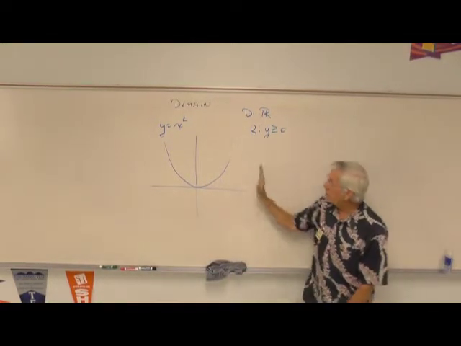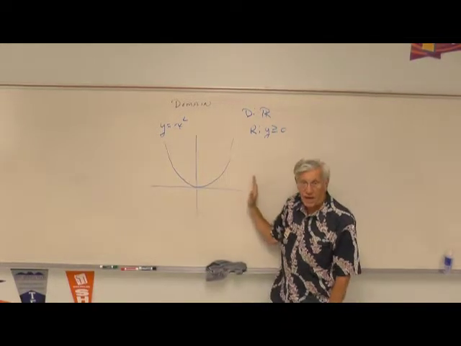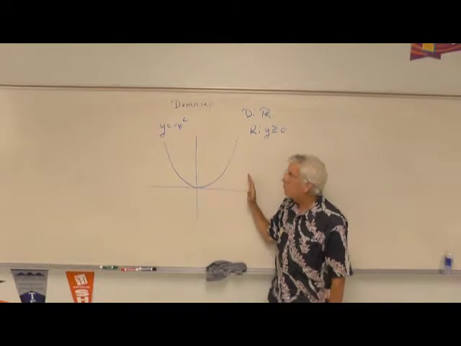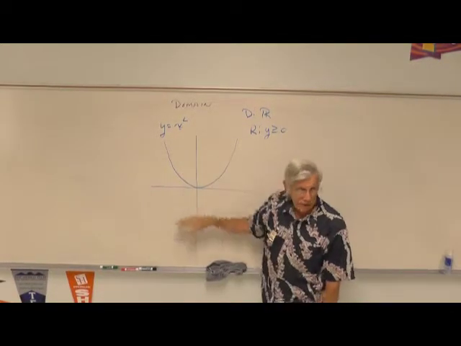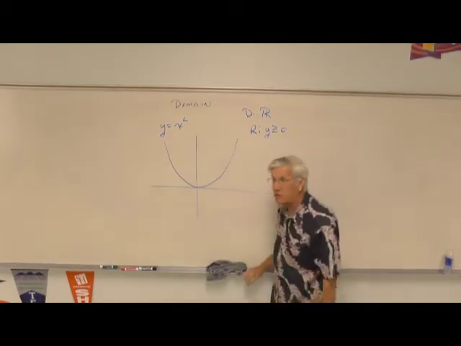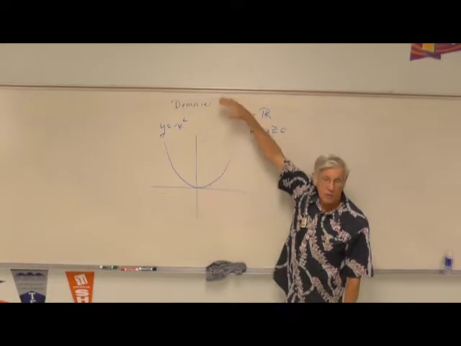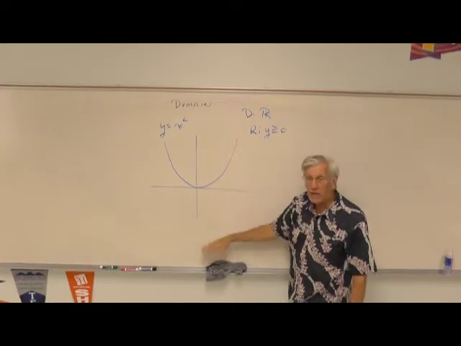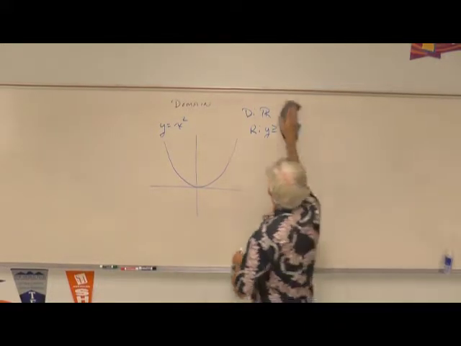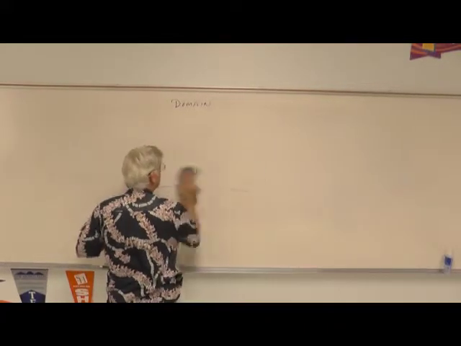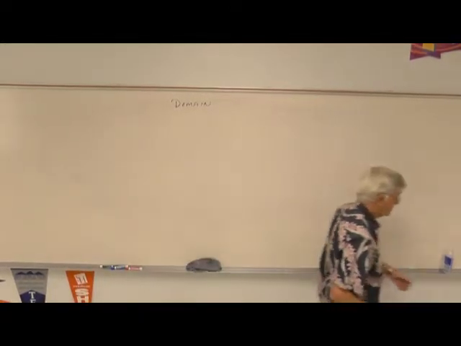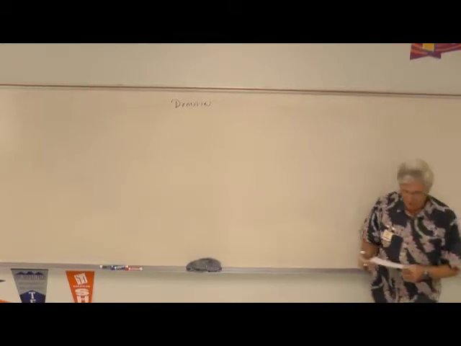So when you're looking at domain, how much of the x-axis is in your graph? For range, how many y values are in your graph? So this graph keeps going out forever, so it's all real numbers in x, but it only goes up from 0. So there are no negative numbers, so you have a range restriction. Okay? So let's just try a couple of sample problems.